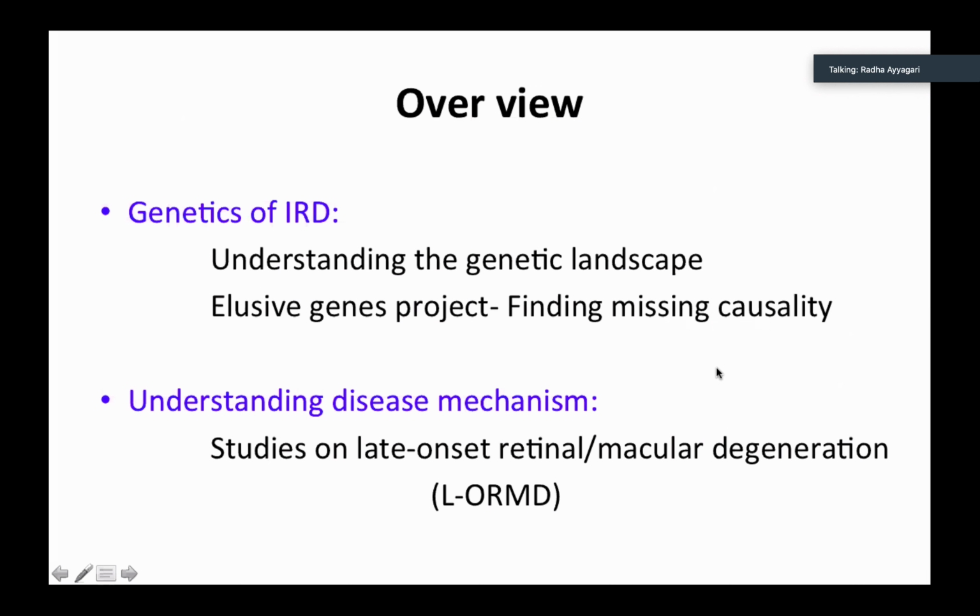So today in my talk, what I'll be covering is mainly our interest in understanding the genetic landscape of these diseases. One of the primary goals is to identify missing causality. We call it the elusive genes project, because all of us have been studying these retinal degenerative diseases and after all these searches, we ended up with pedigrees where it is challenging to find mutations, and that is our focus. In the second half of the talk, I'll be talking about understanding the disease mechanism, for which I'll be using late onset retinal degeneration as a model.